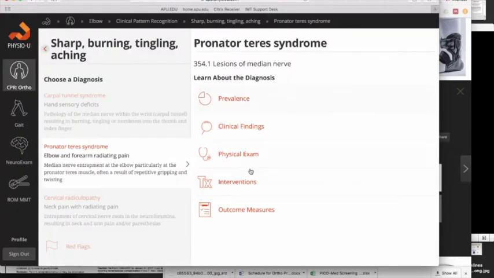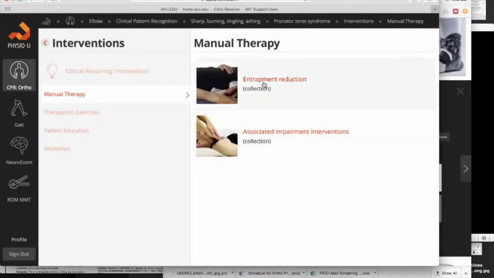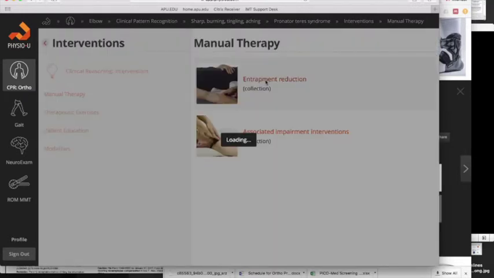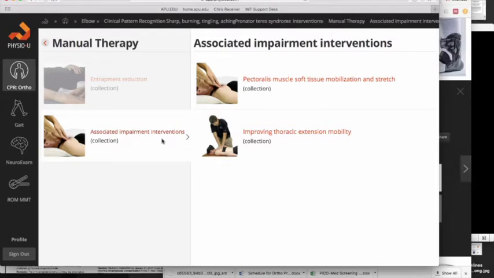When it comes to the interventions, remember this is an elbow and forearm radiating pain problem. So the manual therapy should involve entrapment reduction, right? So soft tissue mobilization, some type of isometric relaxation to the Pronator Teres, and some type of nerve mobility. And this is consistent with the guideline language on how you manage radiating pain. If you are going to do associated impairment interventions, then working on soft tissue mobilization for the tight pectoralis muscles, as well as improving thoracic mobility may be relevant.